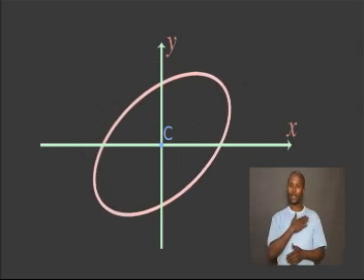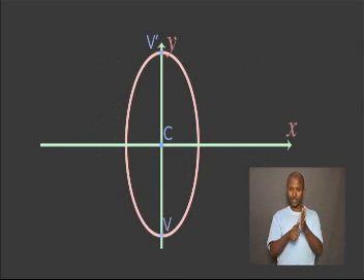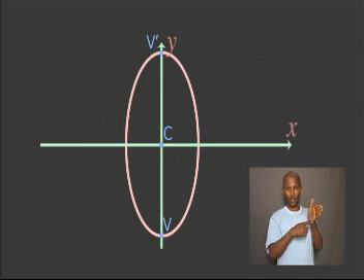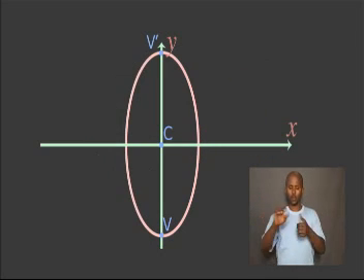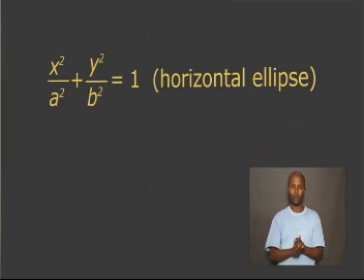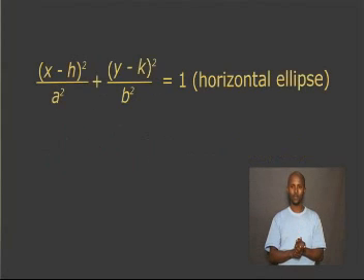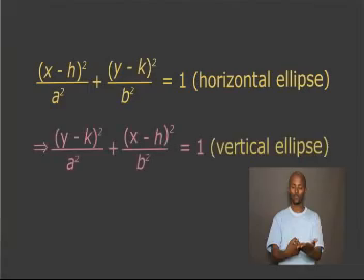Please note, students, that if the major axis is vertical rather than horizontal, we switch the positions of x and y in the equations. So this becomes this, and this becomes this.